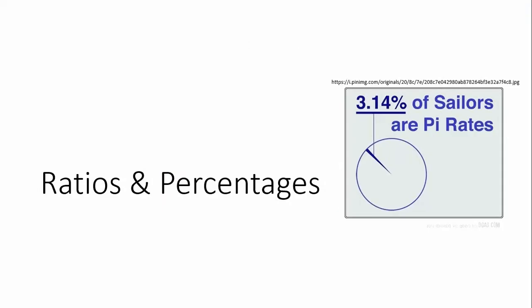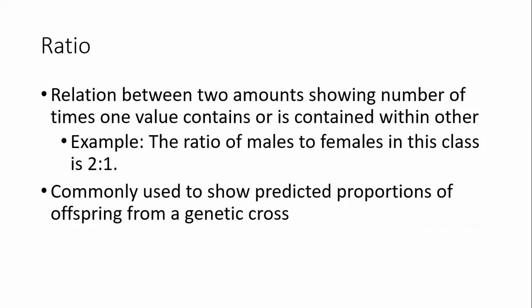Now, ratios and percentages are also things that you're going to need to be able to calculate. A lot of times this is going to be with genetics, but it's not always genetic. So a ratio is basically showing the relation between two amounts. It's usually expressed as a number, then a colon, then another number. So an example of a ratio would be this right here. If we had a class where we had twice as many males as females, we would say the ratio of males to females in this class is 2 to 1. So for every 2 males, I have 1 female. For every 1 female, there are 2 males.